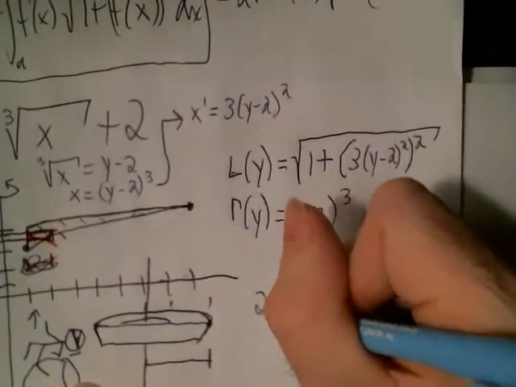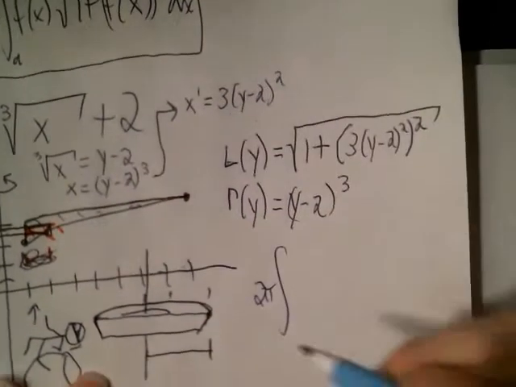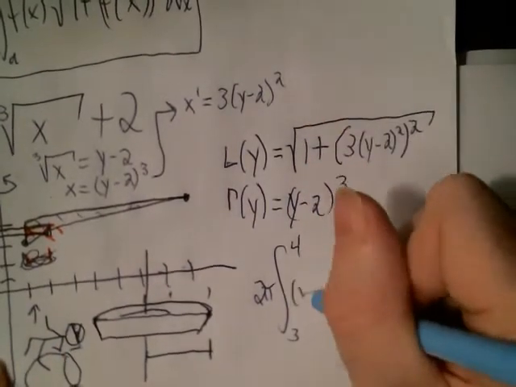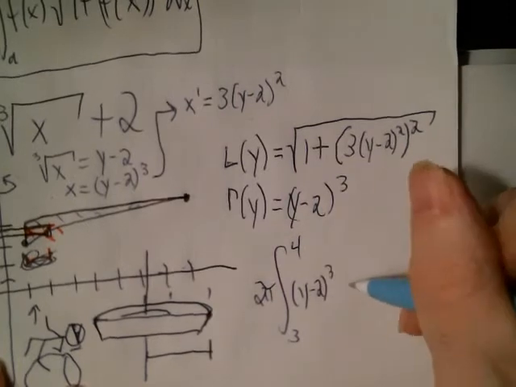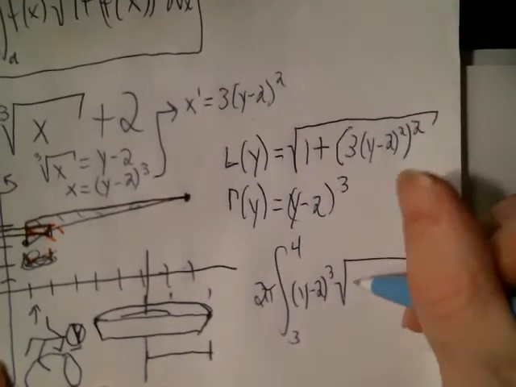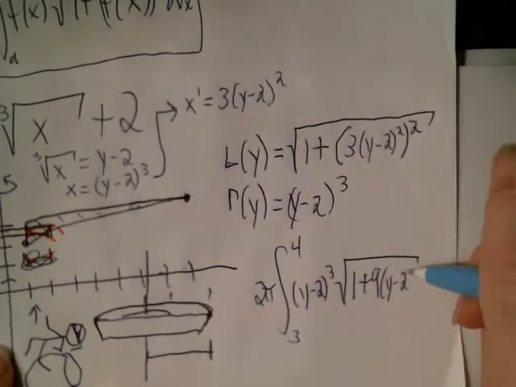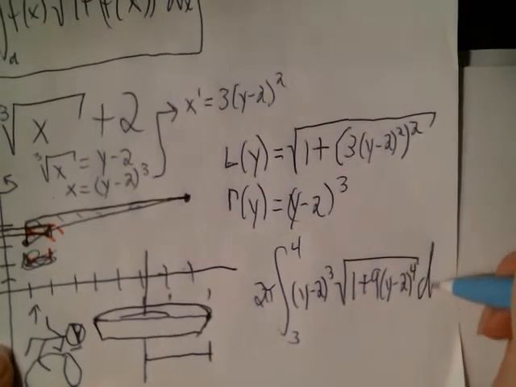So at the end of the day, it looks like what we're getting is 2 pi times the integral from 3 to 4 of y minus 2 cubed times the square root of 1 plus 9 times y minus 2 to the 4th, dy.